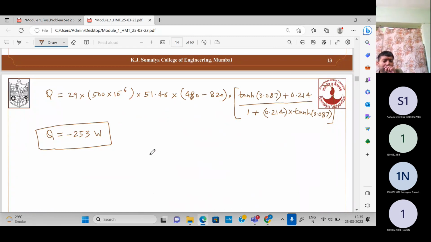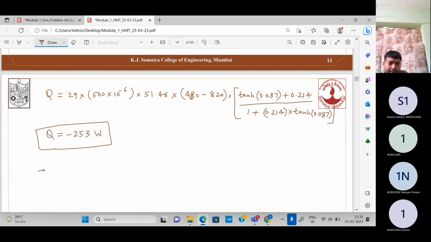So what is the significance of this negative sign? What does this indicate? The negative sign indicates that the heat flow takes place from the combustion gases to the turbine blade. Okay.